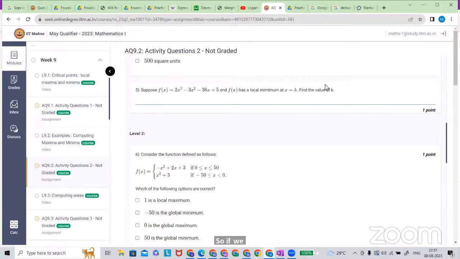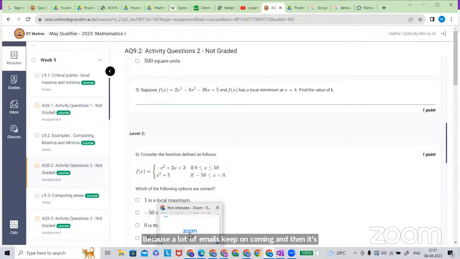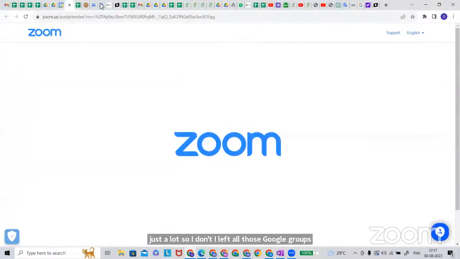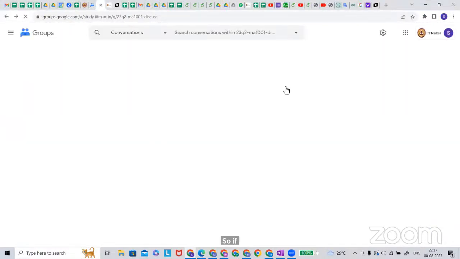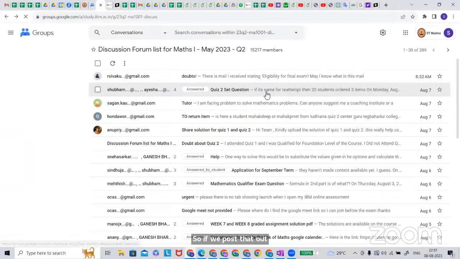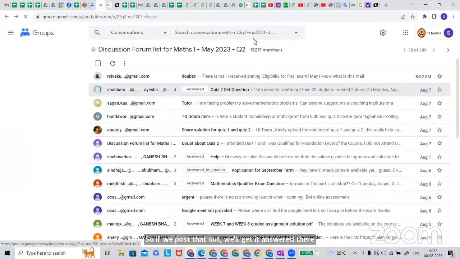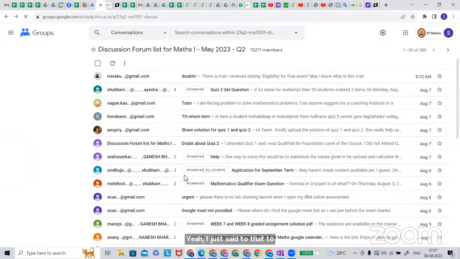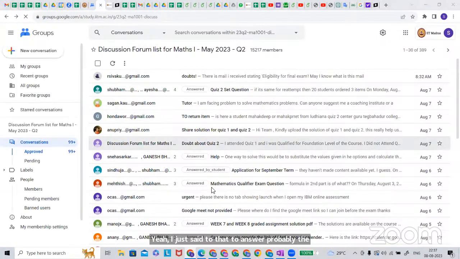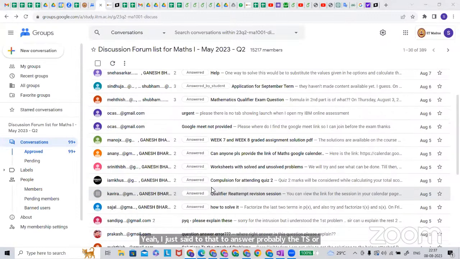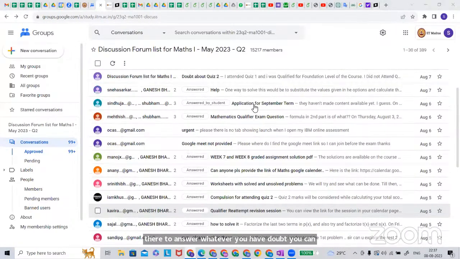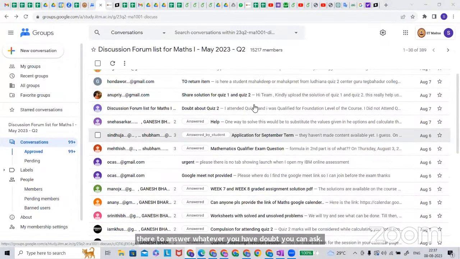If we post doubts there, you can answer them, sir? Because a lot of emails keep coming and it's just a lot, so I left all those Google groups. If we post our doubts, we will get them answered there. Yes, I told the TAs to answer. The TAs are there to answer whatever doubts you have. You can ask, and generally Ganesh usually answers all those doubts. Sometimes I also answer. Okay, sir.